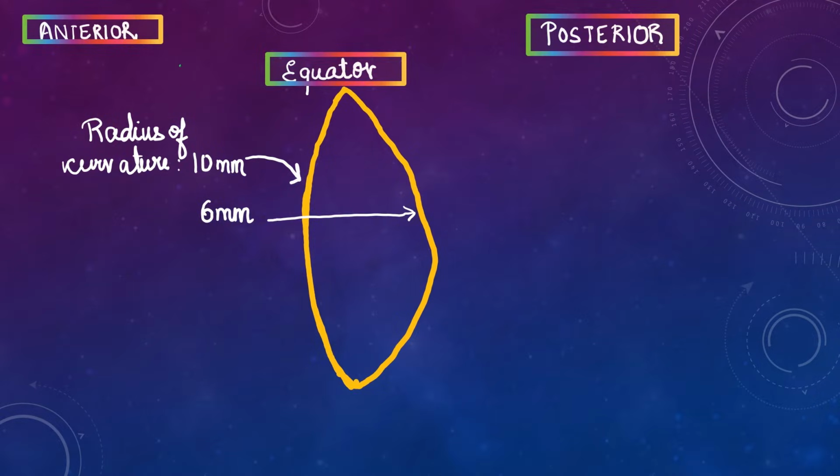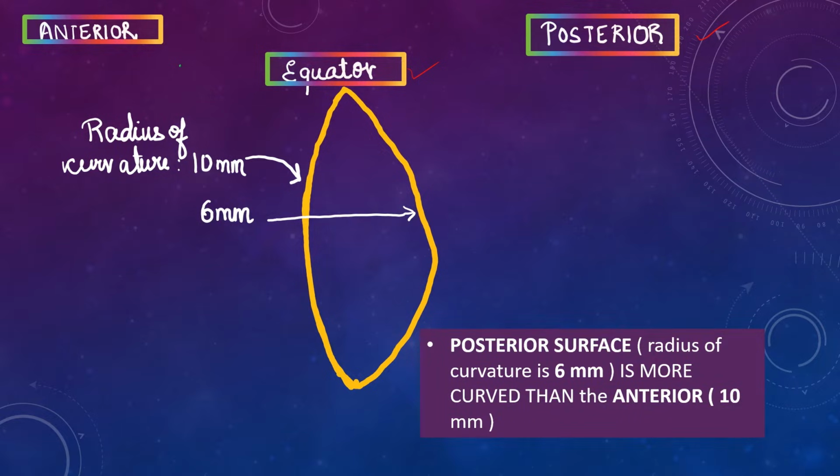Okay, now let us talk about some important measurements of our lens. We know that the lens has an anterior surface and then it has a posterior surface. These two surfaces are going to meet at the equator. Wherever they meet, that is called the equator. Now, as you can see in this diagram, the anterior surface is much less curved compared to the posterior surface, right? And therefore, the radius of curvature of the anterior surface is much more compared to the radius of curvature of the posterior surface. So you must not get confused here.